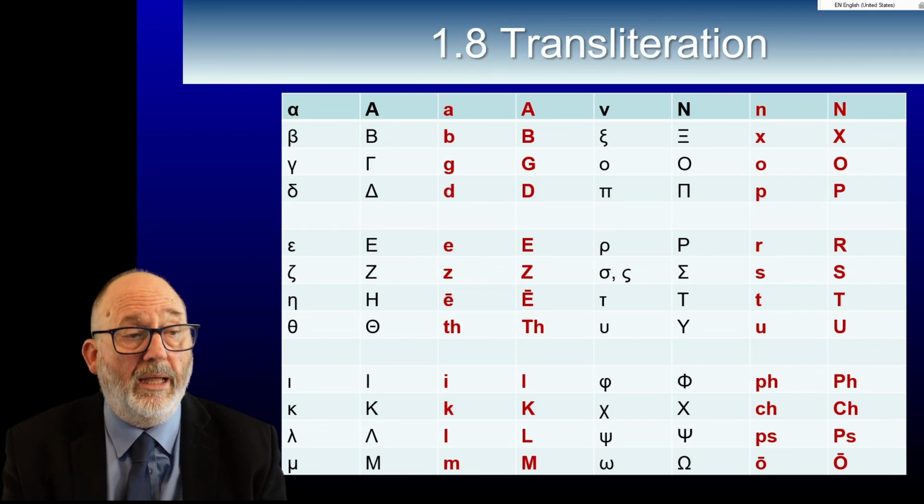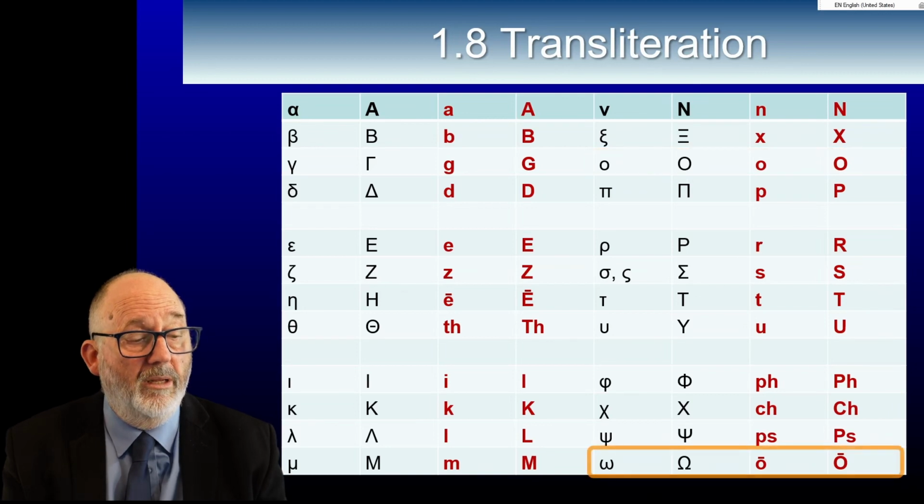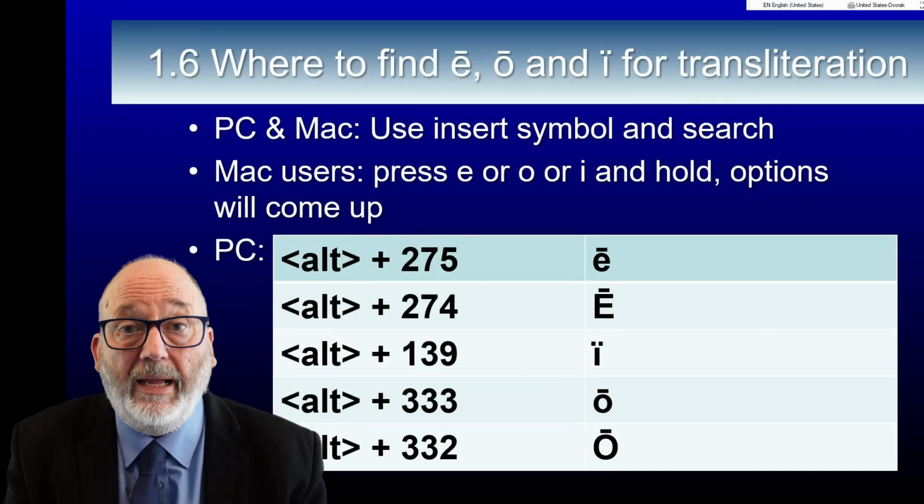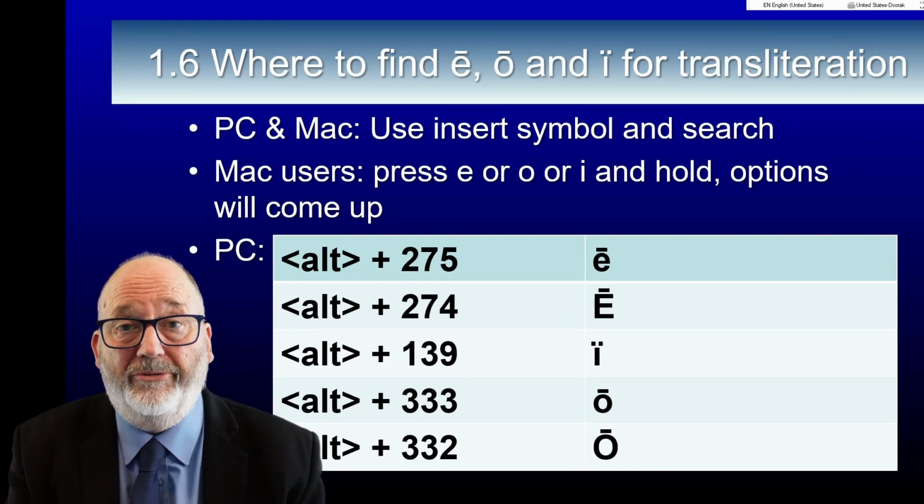We have something similar happening with omicron. Omicron itself is just a regular English O. But omega, if you look right down the bottom there, is O with a bar over it. Now, writing an E character with a bar over it, or an O character with a bar over it, is not a problem if you're using a pen and you're writing on a piece of paper. But where do you find these things on a keyboard for a PC or a laptop?